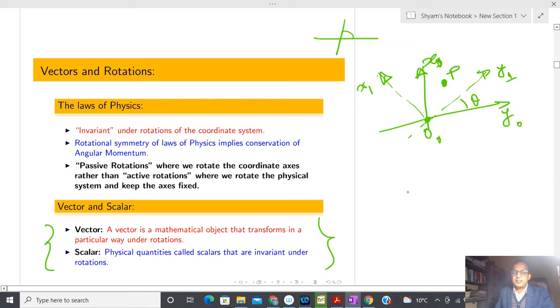Does distance remain the same under rotation or not, if the point is fixed? Anyone, could you please answer this? Antara, what do you think?